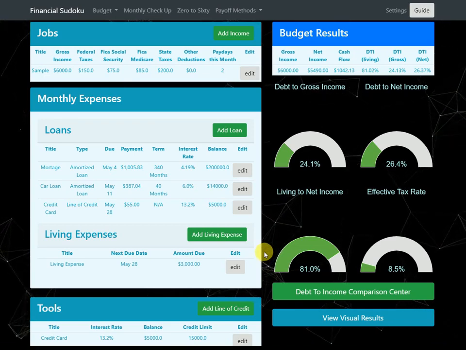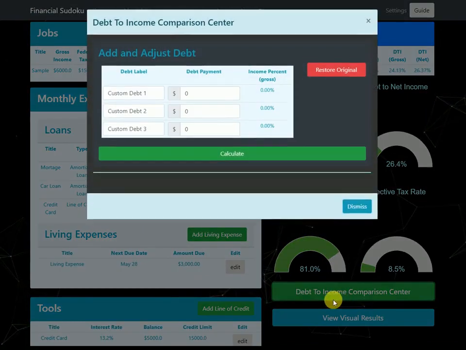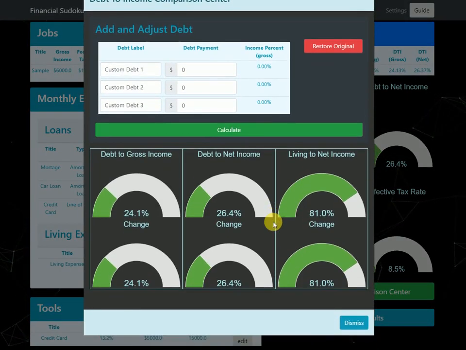So on this screen, the other item that we have here is this debt to income comparison center. In the debt to income comparison center, we're able to add debt to our life and see how it's going to affect our situation.